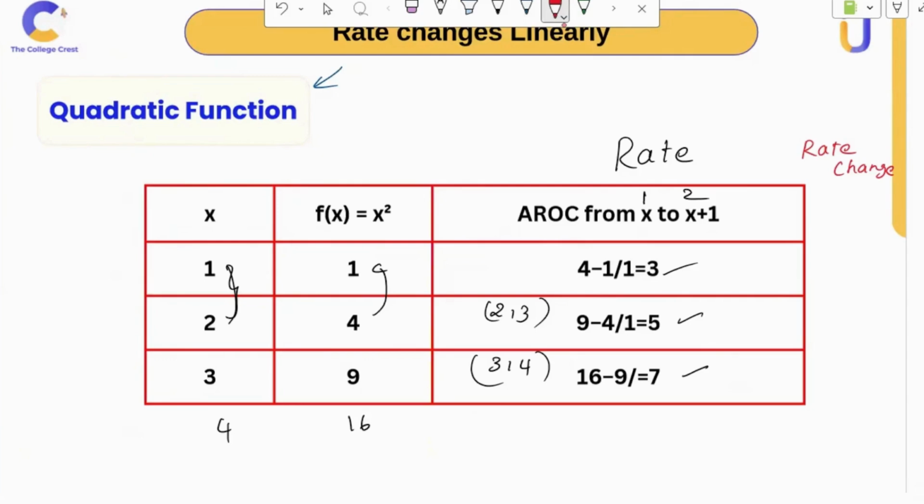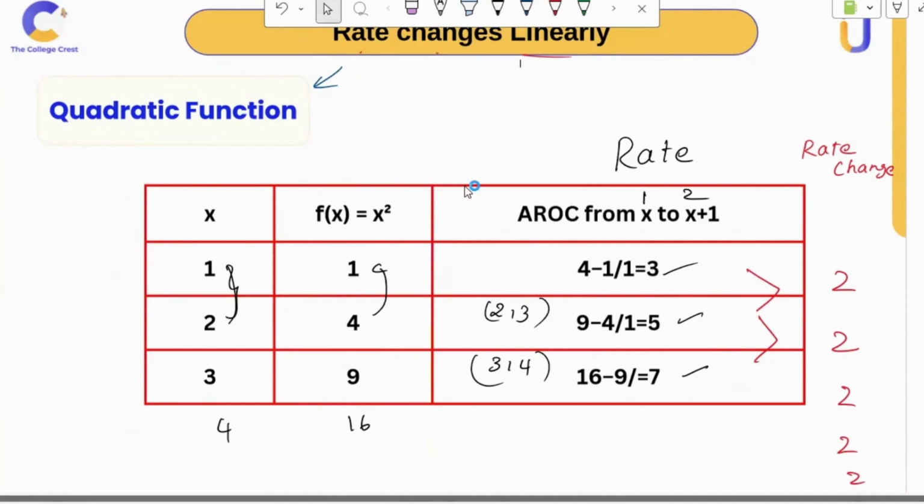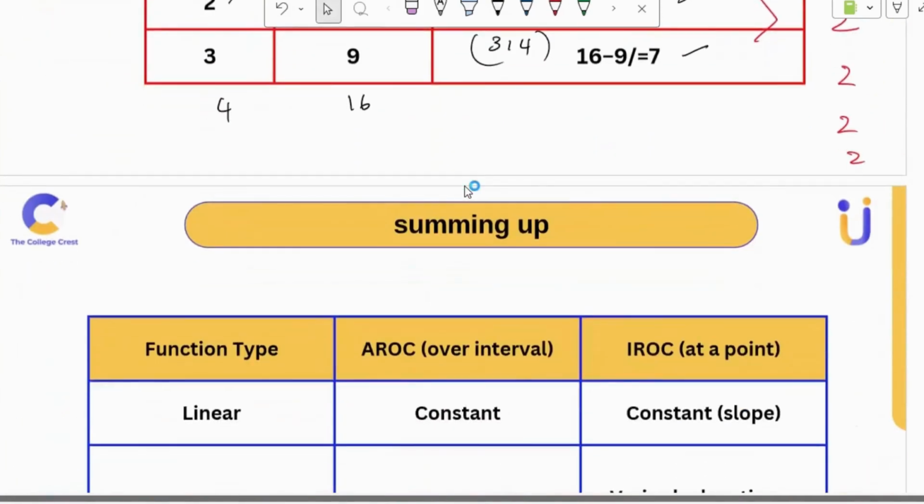So 3 to 5, 2 added. 5 to 7, 2 added. So if you do this, it will always be 2. Right? So that's why we say for a quadratic function, the rate changes linearly. Got it? Right. So now, final summing up.